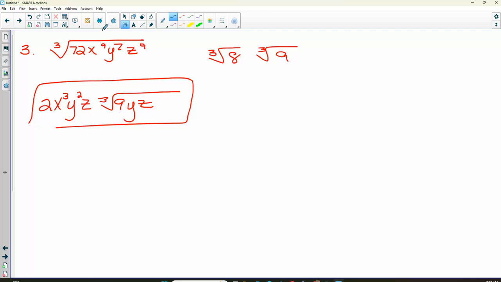So just make sure you're paying attention to that index. You know if you're doing a cube root or a square root as you work through those problems. Problem 6.